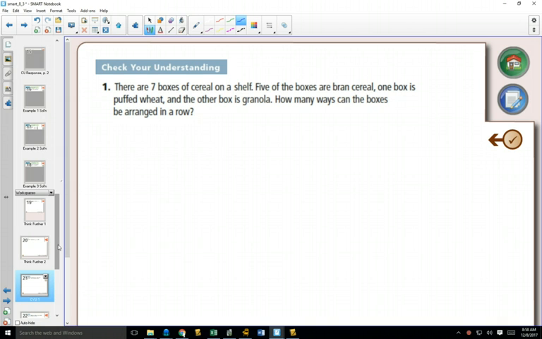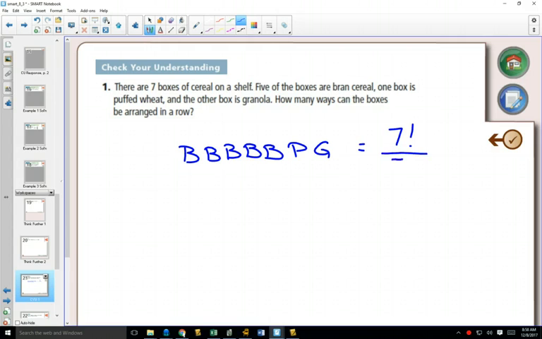Well, we could make this into a Mississippi question by labeling our bran ones as B's, our puffed wheat as a P, and granola as a G, and then it's like a Mississippi question. How many ways could you arrange those boxes? Well, if they were all different, it would be 7 factorial. But we have identical objects because the bran are all identical, so we're going to need to divide by 5 factorial. Mental math, what's the answer?